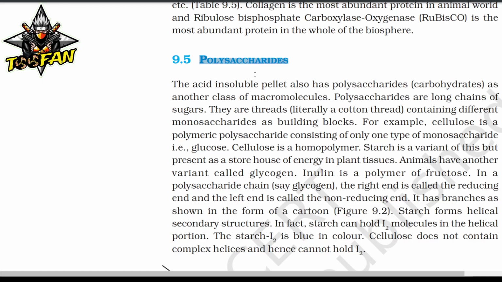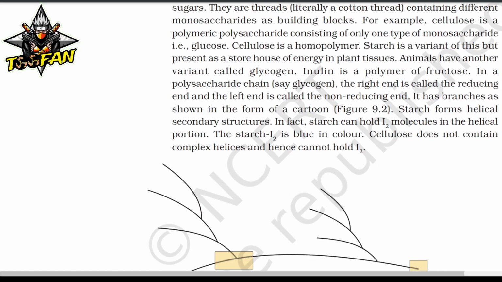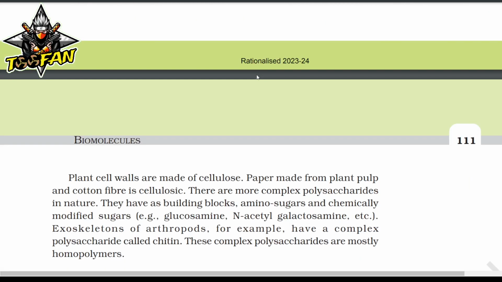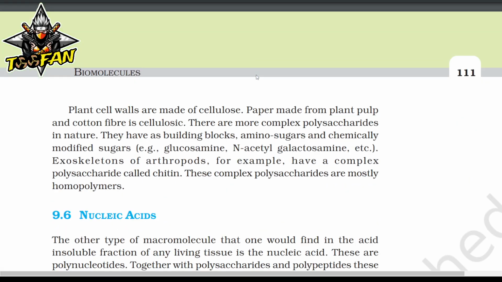Starch forms helical secondary structures. In fact, starch can hold I2, iodine molecules, in the helical portion. The starch-I2 complex is blue in color. Cellulose does not contain complex helices, hence cannot hold iodine molecules. Plant cell walls are made up of cellulose, paper is made up of plant pulp, and cotton fiber is cellulosic.